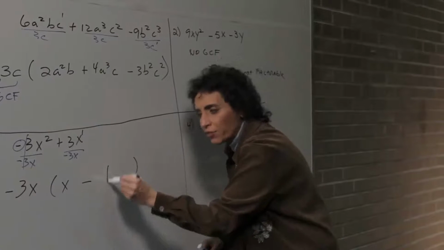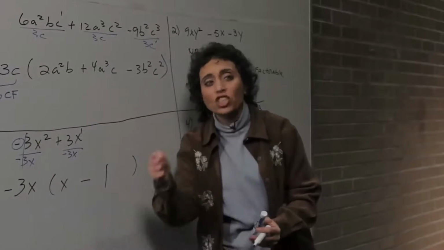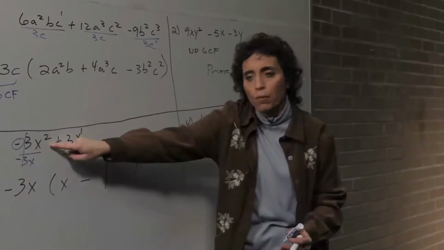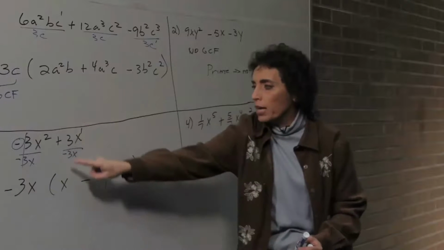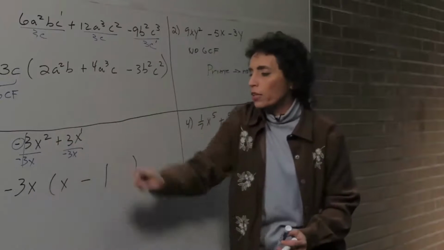Everything goes here. We have to write the 1. Here's why we have to write the 1. If I subtract 1 from you, it changes the answer. And plus, I have to always be able to get back to here by multiplication. -3x times x, -3x squared. -3x times a -1 is positive 3x.